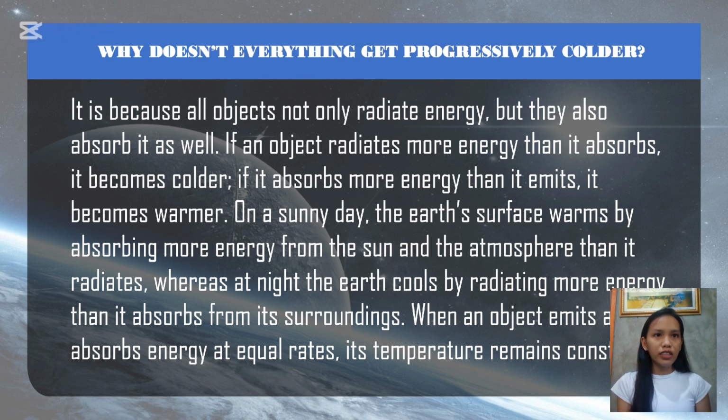For example, on a sunny day, the Earth's surface warms by absorbing more energy from the sun and the atmosphere than it radiates, whereas at night, the Earth cools by radiating more energy than it absorbs from its surroundings. So when an object emits and absorbs energy at equal rates, its temperature remains constant.